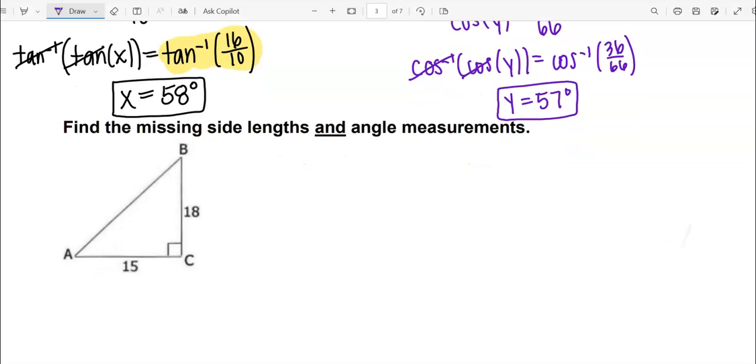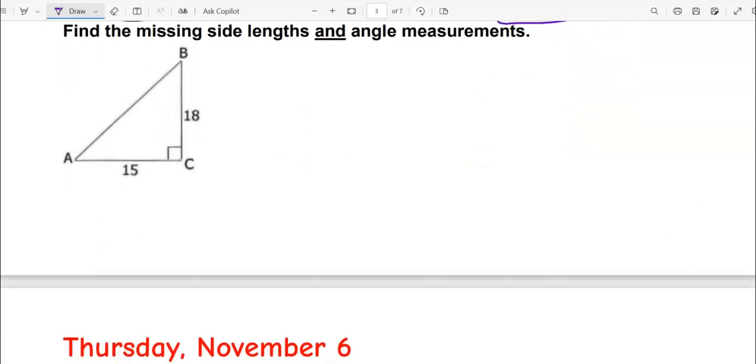All right, this bottom one, this one's crazy. Find the missing side lengths and angle measurements. Which side length are we missing? A and B, or AB, good. And then the angle measurements, we're missing A and we're missing B, right? All right, we know angle C. Angle C is a right angle, so that's nice. Give me ideas. How could I find side AB?